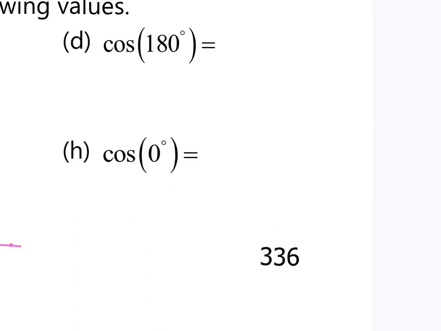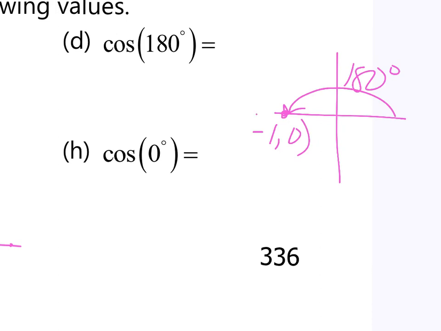All right, part D, the cosine of 180 degrees. Well, 180 degrees is all the way over here. It's a straight line, and the coordinates there are -1, 0. Again, I am talking about cosine, which is the x value. So my cosine of 180 degrees is -1.